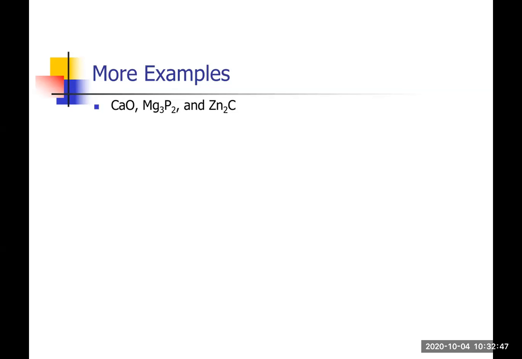So we write the full name of the least electronegative element. For CaO, that would be calcium. And then we follow with the stem of the most electronegative element, and we give it the IDE suffix, so that is calcium oxide. The next one, magnesium, the full name of the least electronegative element, is followed by the stem with an IDE suffix for phosphorus, so magnesium phosphide.